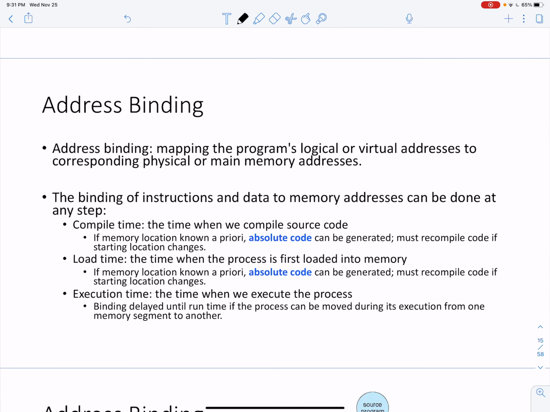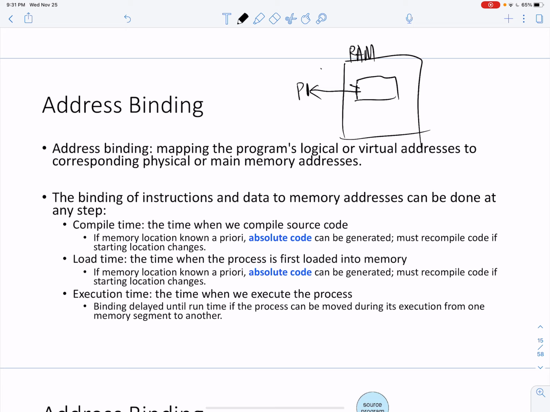Address binding is to bind a certain area of the memory, a certain space of the memory, to a process. It's like we are attaching this process to this space in memory, and this is called address binding. We bind the process to a certain space.